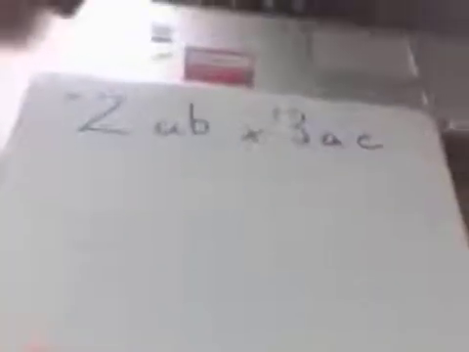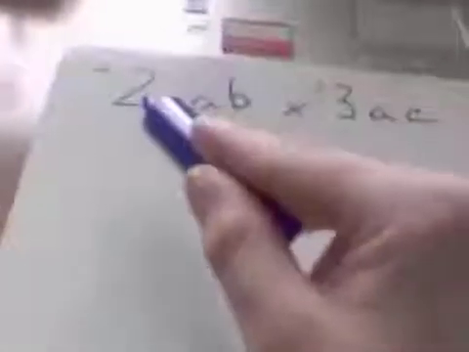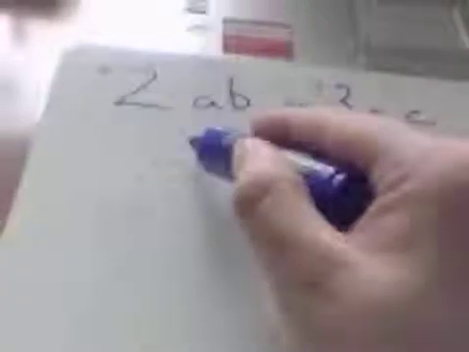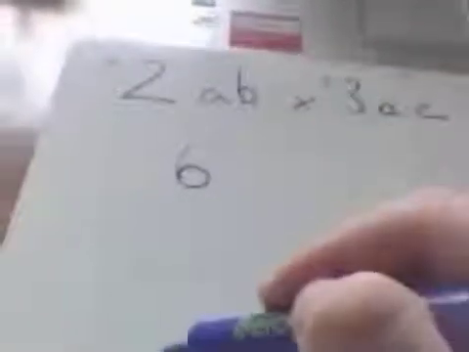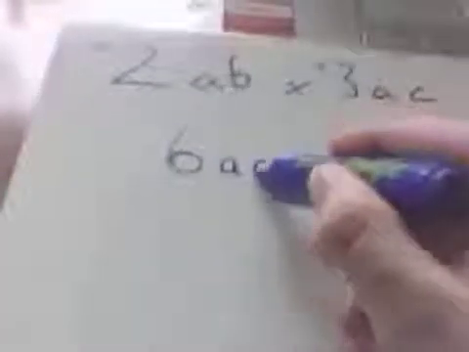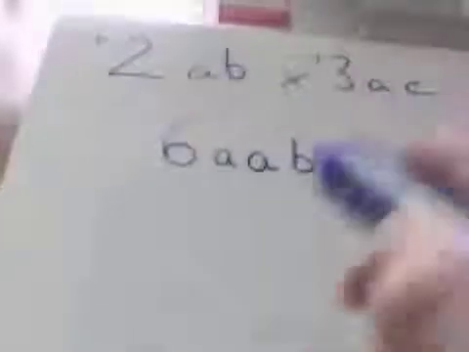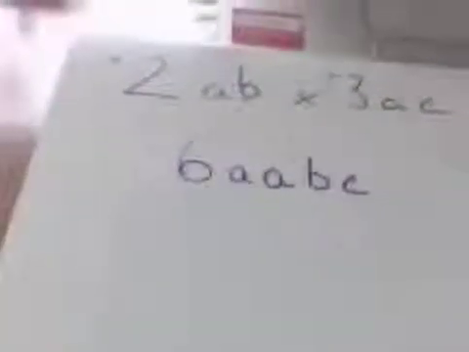Now all I do is I go through very carefully, first do the numbers. So 2 times 3 is 6. Then I'm going to start to look at the letters. Well, I've got an A here, I've got an A here, I've got a B, and I've got a C. Basically I go through alphabetically. And now I look at the symbols.